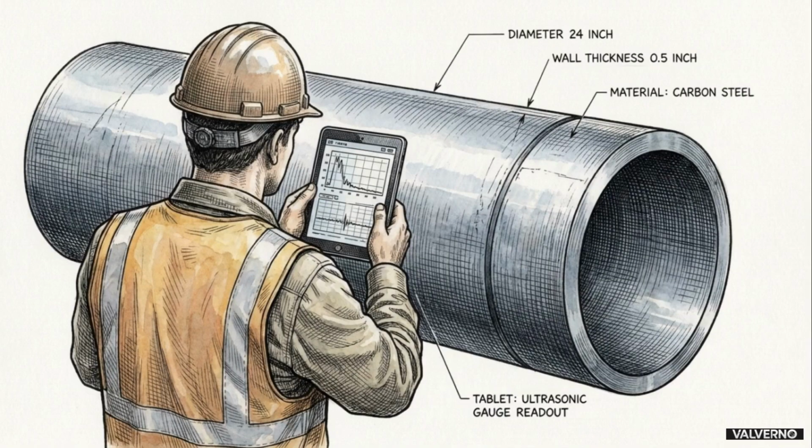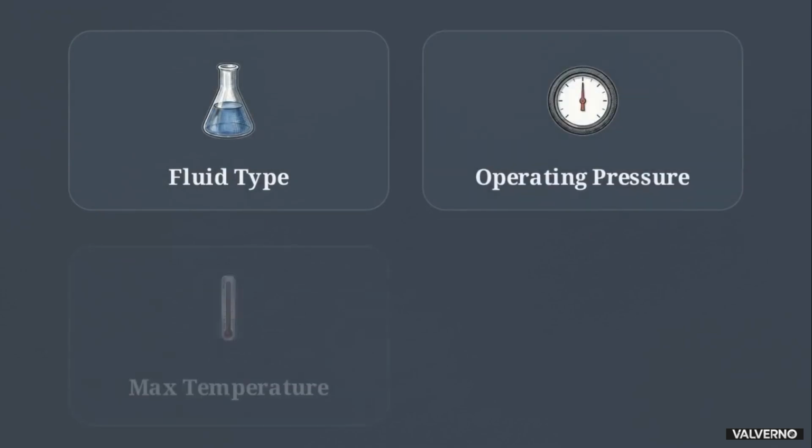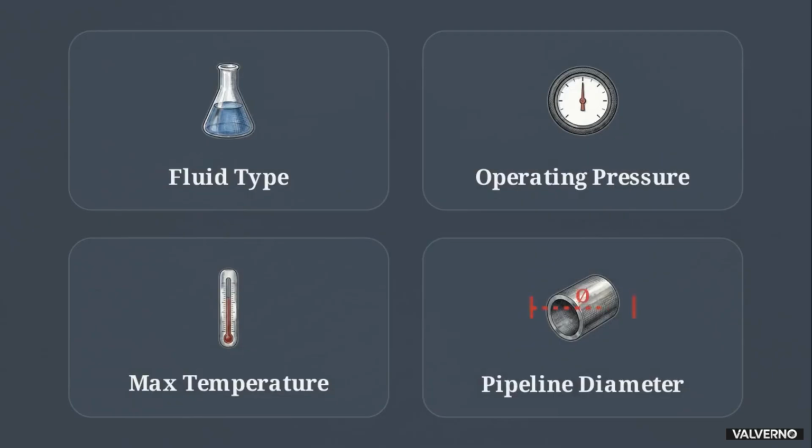Before you can build that spec, you need to measure 4 parameters at your installation site: the specific fluid type, the maximum operating pressure, the maximum temperature, and the exact pipeline diameter.